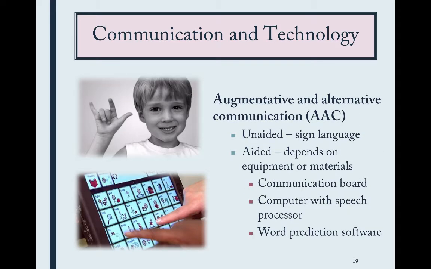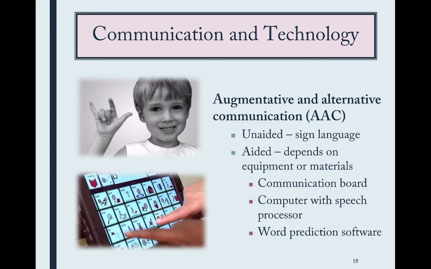Technology may play a large part for this population. So we're looking at augmentative to augment their communication, and sometimes even an alternative communication system. So an AAC system for the child may be necessary. An unaided system would be sign language. Unaided meaning this is a child who has good motor skills, good cognitive skills, can learn signs.